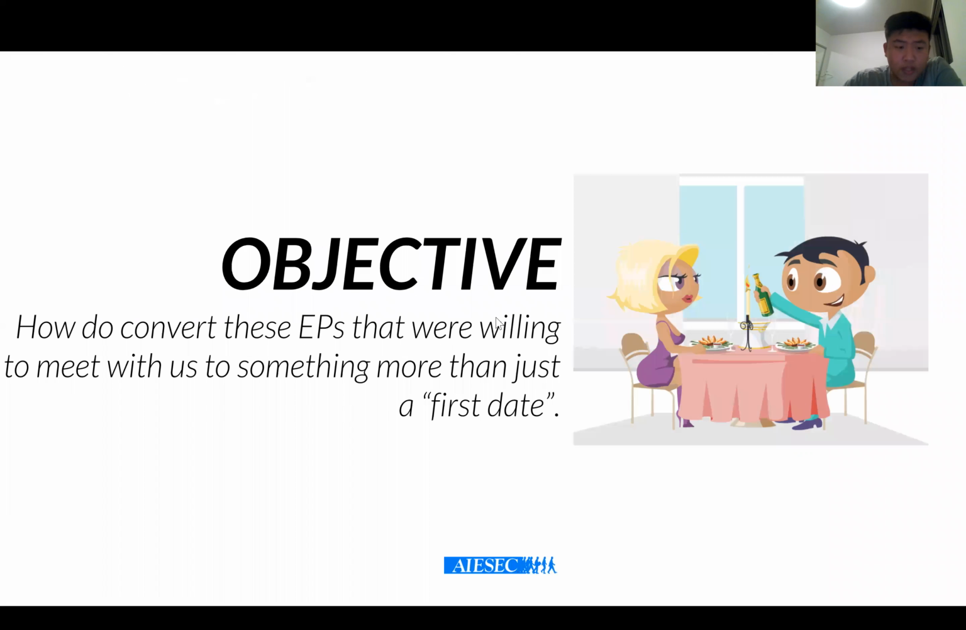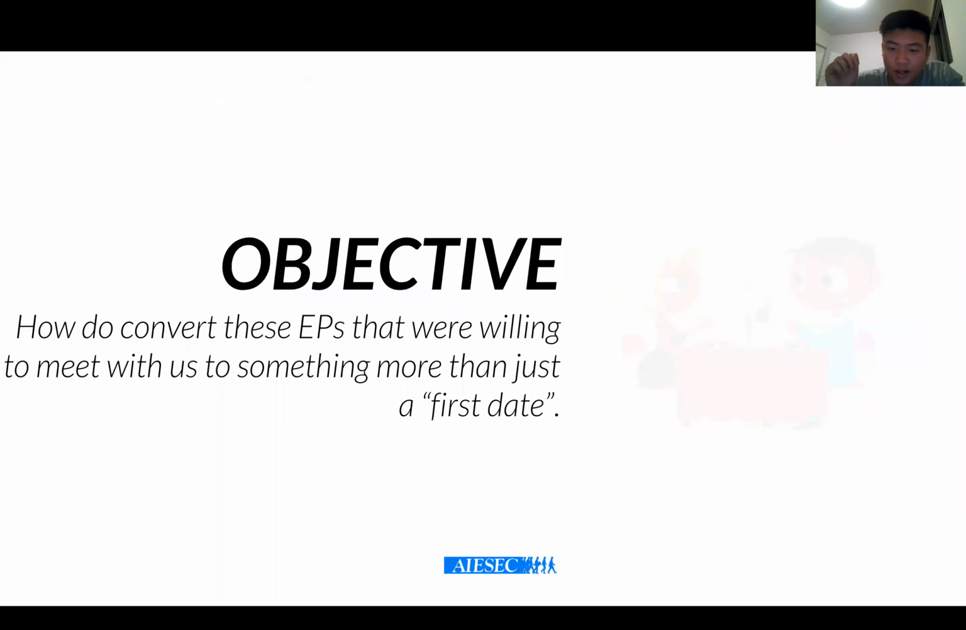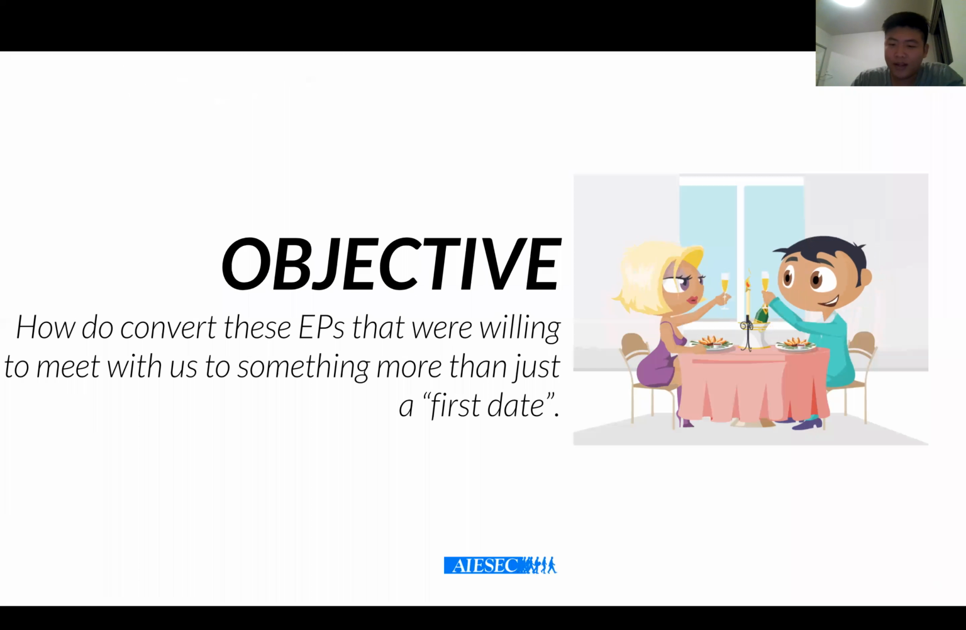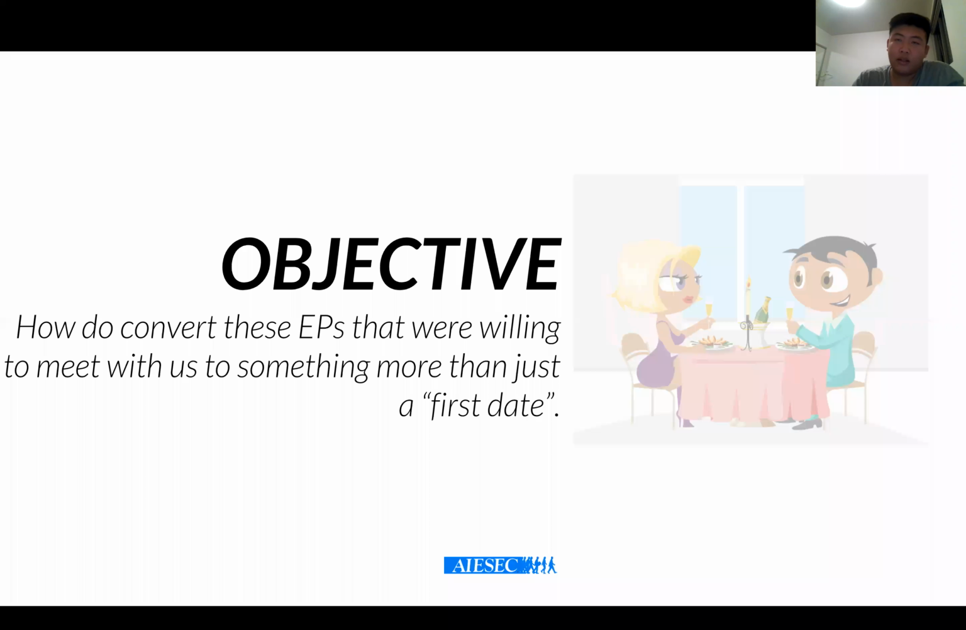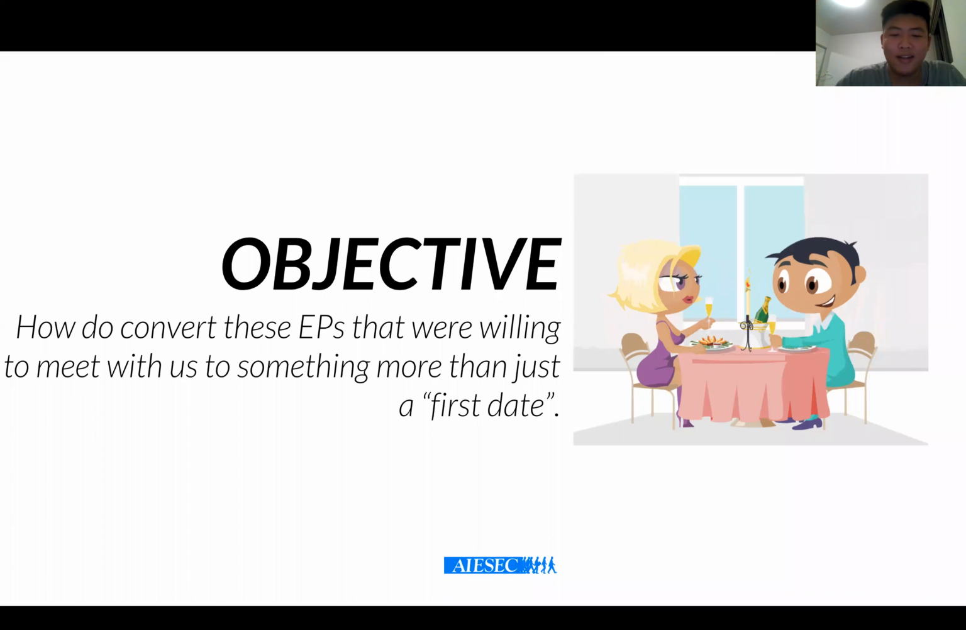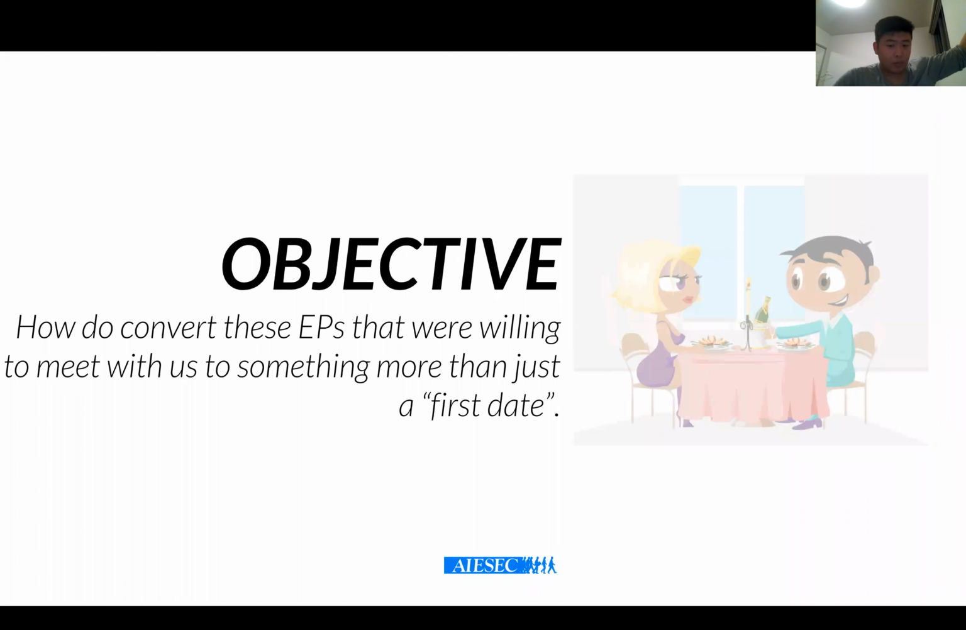So the objective of the session, and this is an analogy that Jenny, MCVP IGT, likes to use, and I like to use as well now that I've heard it: a lot of times, you do a CC with your EP, and it's kind of like a first date. So how do we ensure that we can convert these EPs that want to show up to a CC and talk to us into more than just a first date, where you get to know them and then they just ghost you for the rest of the year? We don't want that. So that's the point of this session.